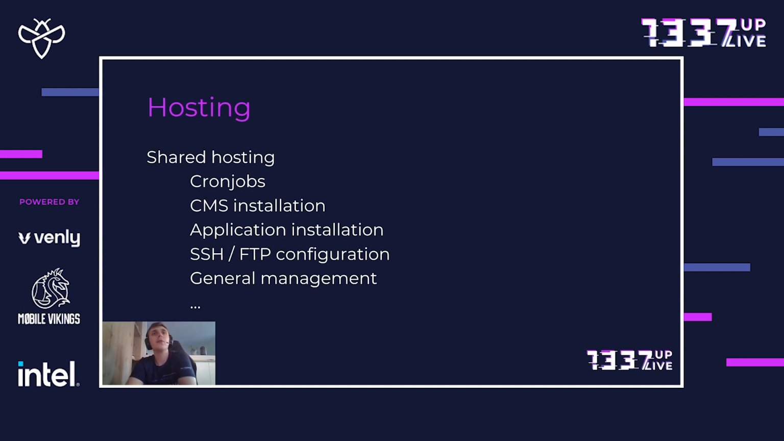So below, I listed a few of the most common features that are available inside the platforms to manage your hosting package. The first one is cron jobs to add scheduled tasks to your application. The second one is CMS installation if you would like to have a WordPress or Joomla or some other CMS installed. Next one, there are sometimes predefined application installations that you can just click and install. Think about maybe a calendar application or some forum framework. Then we have SSH FTP configuration to upload and download files from your web root. And lastly, there's general management to manage your SSL certificate, SSH keys, and stuff like this.